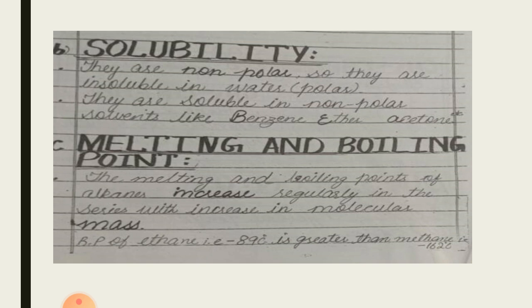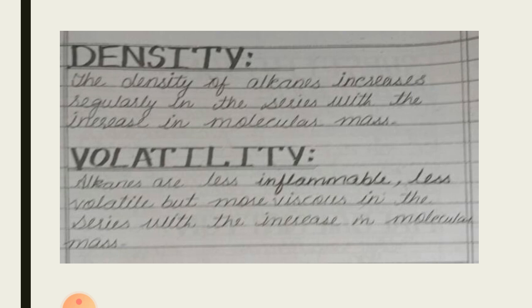Their melting and boiling points increase with the increase in molecular mass. Methane, which is the first member of the alkane series, has a boiling point of minus 162 degrees C, as it is in the gaseous state. You can see that the boiling point is very low, while the second member of this group, ethane, has a boiling point of minus 89 degrees centigrade, which is higher than methane. So as we go downward in the homologous series of alkanes, the molecular mass increases, and due to the increase in molecular mass, the boiling point also increases.